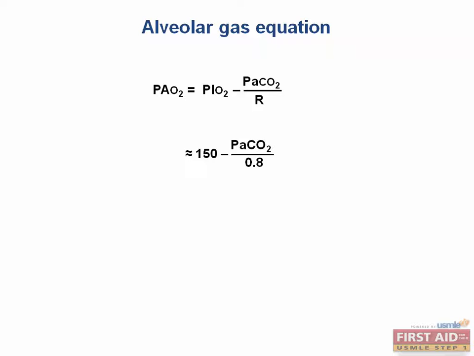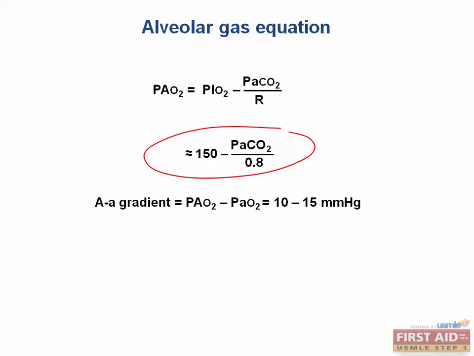The alveolar gas equation is used to calculate the alveolar-arterial gradient, or the AA gradient. This is useful when trying to figure out the cause of hypoxemia, which we'll discuss next. PA is the alveolar oxygen partial pressure. PI is the partial pressure of oxygen in inspired air, and PaCO2 is the carbon dioxide in the arteries. R is the respiratory quotient, or 0.8. Ultimately, you can estimate PaO2 by knowing that PaCO2 from the arterial blood gas.